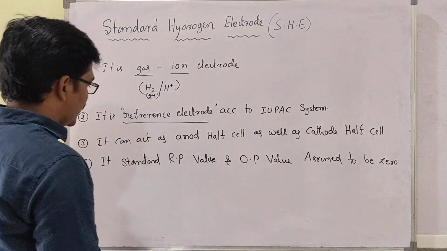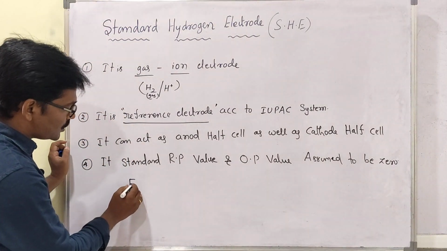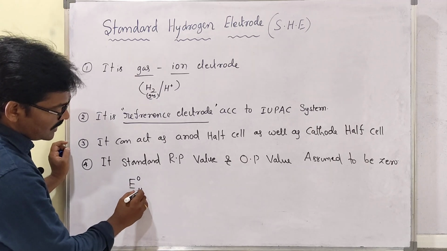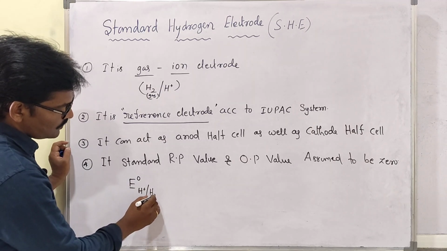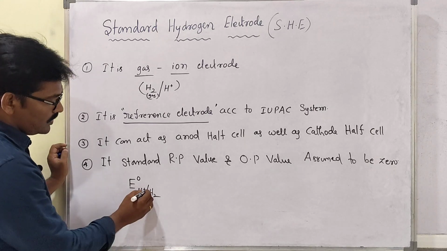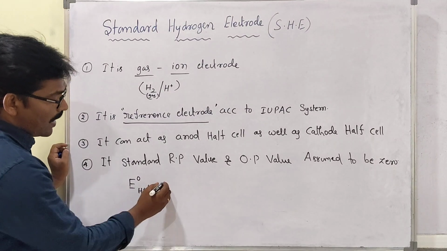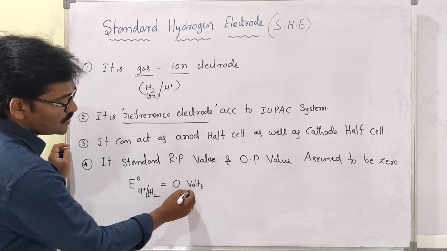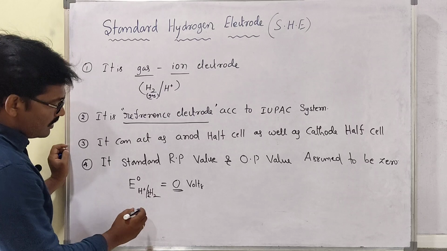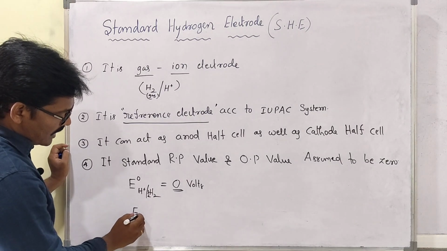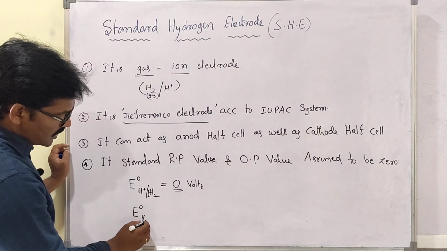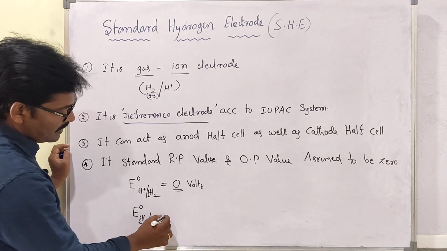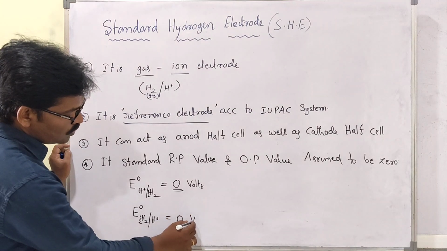Sir, how do we represent the oxidation potential or reduction potential? Then E naught. Sir, ion to gas, H plus to H2, half H2. This value you have to assume to be 0 volts. Then what about the oxidation potential value? Hydrogen, H2 to H plus. This is also assumed to be 0 volts.